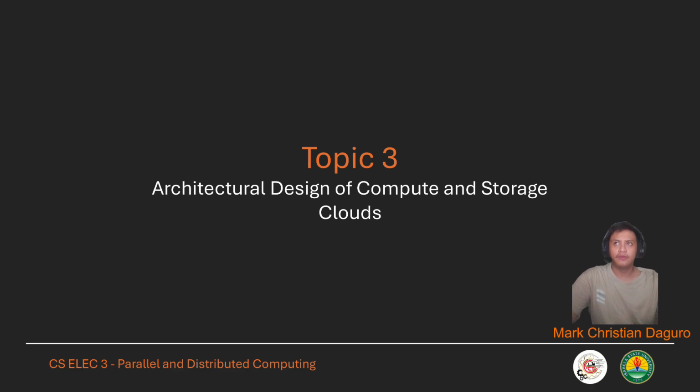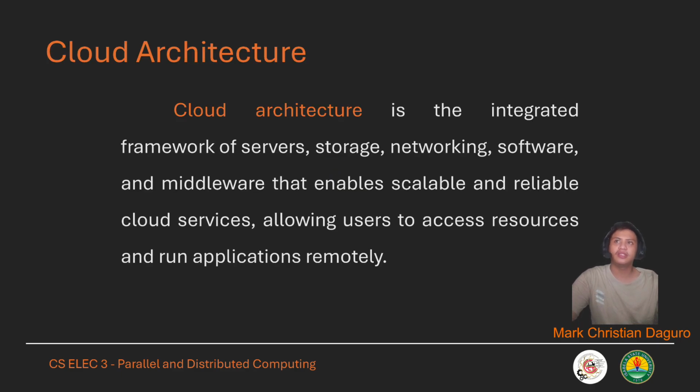So, architectural design of compute and storage cloud. What is cloud architecture? It is the structure and design of cloud systems. It includes all the components needed to deliver services like storing data and running applications over the internet. These components work together to make cloud services fast, reliable, secure, and scalable. An example of this is Compute Cloud, which provides virtual computers to run apps. Next is Storage Cloud, which stores files like photos, videos, or documents online.